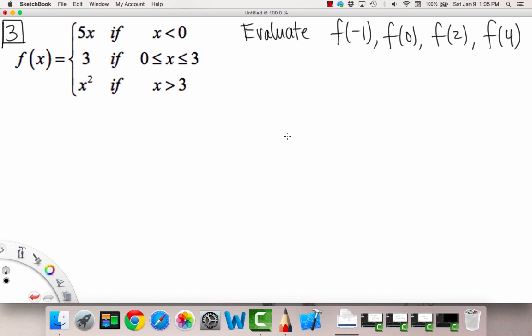Alrighty, here's number 3. We're given a function which looks like a piecewise function because we have different formulas depending on our domain, right? So what we're going to do is evaluate f of -1, f of 0, f of 2, and f of 4. So let's work with these each individually.